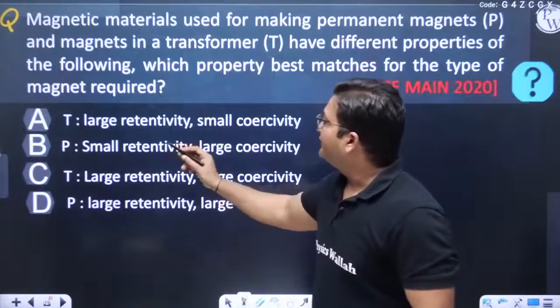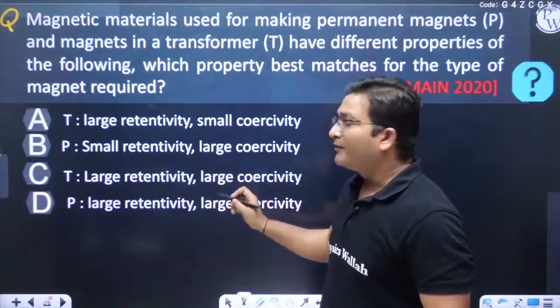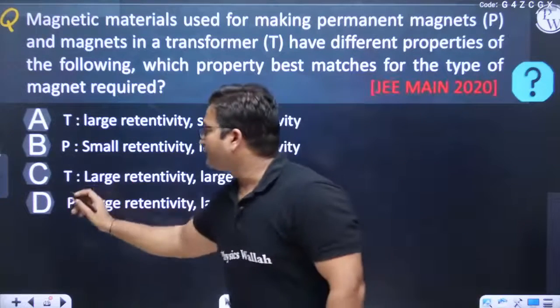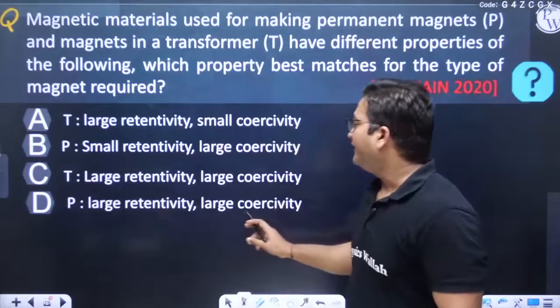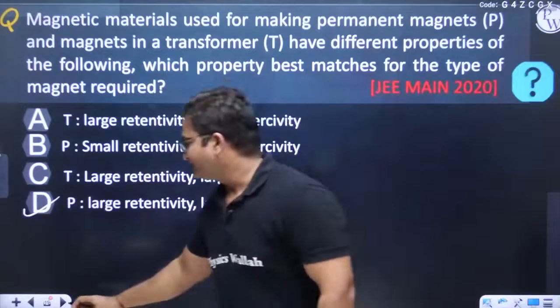So option A says large, small, small, large, large, large. Yes, for making transformers we must have small retentivity and coercivity. So this is also wrong. For making permanent magnets we must have large retentivity and large coercivity. So obviously option D is correct.